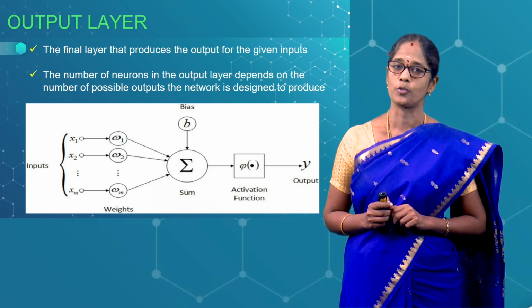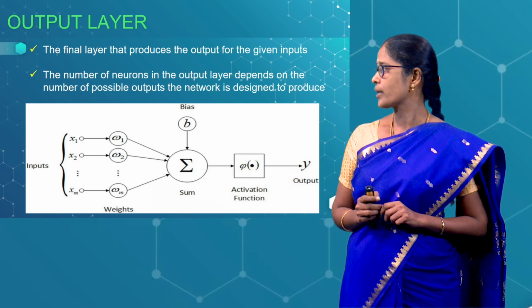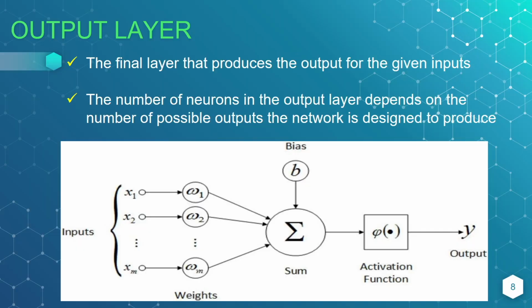designed to produce. If you see the block diagram of this, x1, x2 and so on up to xm are the input parameters of any particular problem. Some weights are assigned and it goes through a series of hidden layers where the weights are summed up and the results are passed to the other layers.